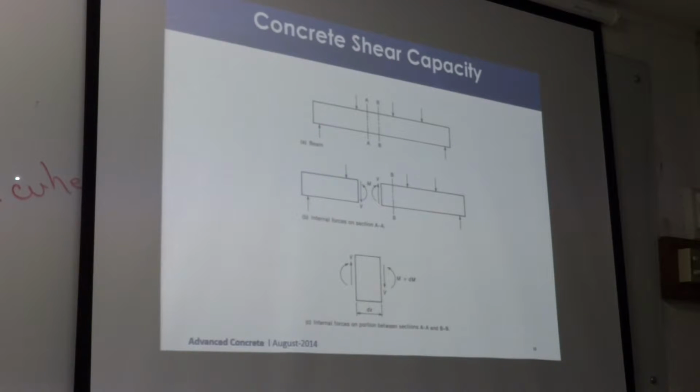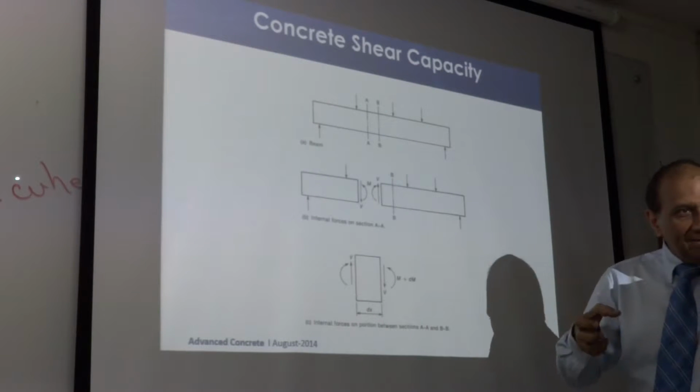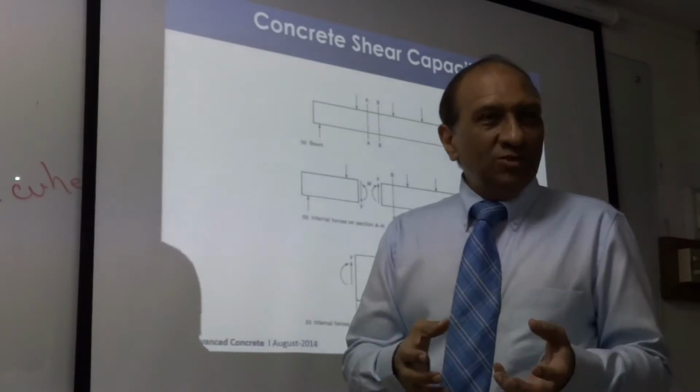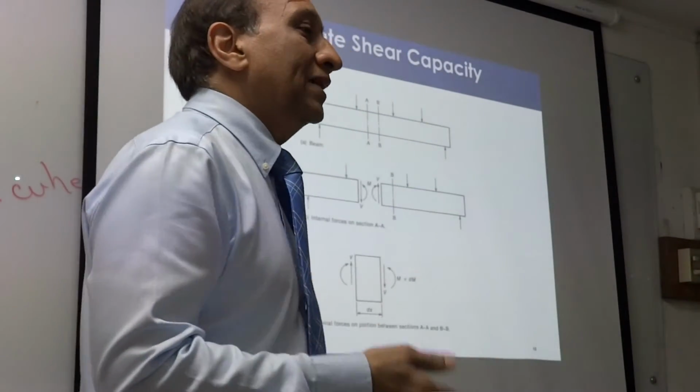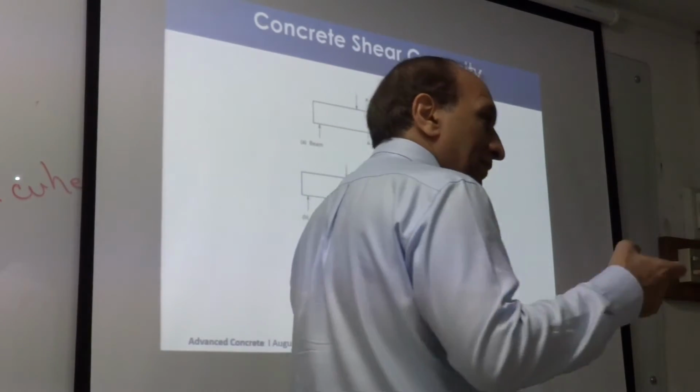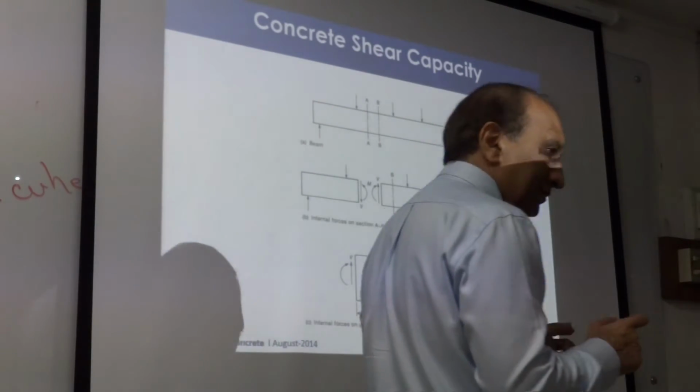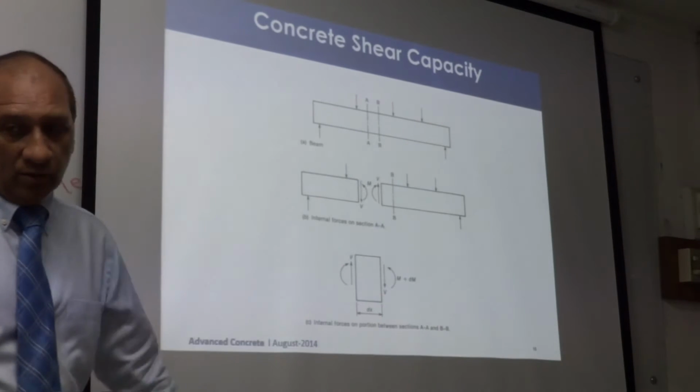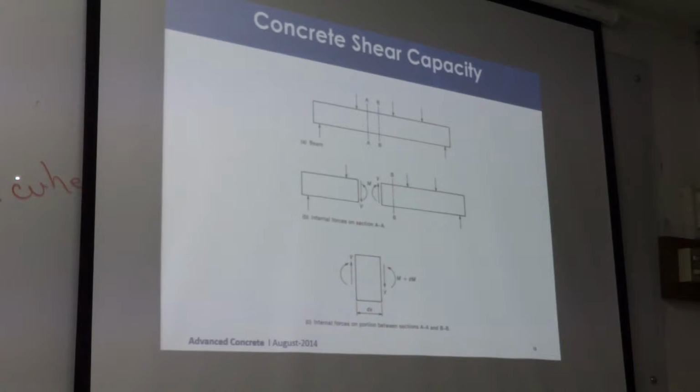And that is the problem, because moment will cause axial stresses, shear will cause shear stresses, and they will exist both at the same section. Right? So they must interact. Clear? And this is the one that we are talking about, shear and moment interaction, that we have to consider.